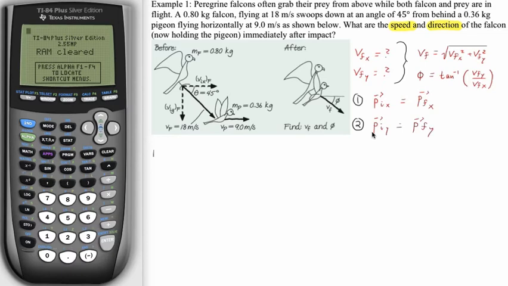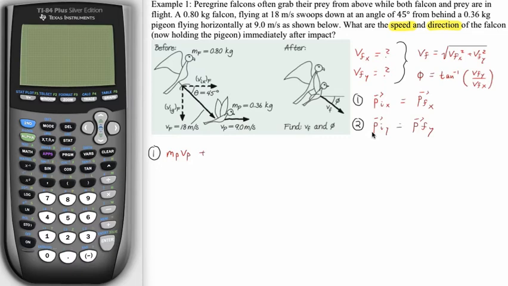Okay, so let's then think about exactly what each of those equations are going to look like. Okay, so in x, what's our initial momentum? Well, we've got that the pigeon is flying entirely in the x direction. So we're going to have mass of the pigeon, so m p times v p, okay? And then, well, what else is going on? Well, the falcon is flying downward, so it has both an x and y component.